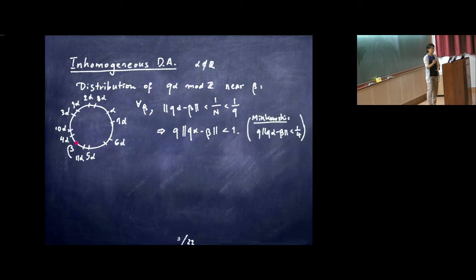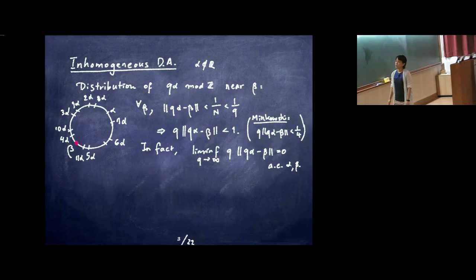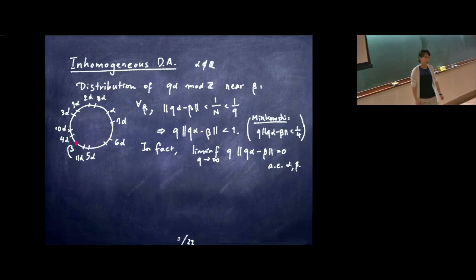And moreover, Minkowski showed that this can actually be improved to 1/4. And in fact, if you take the lim inf of this sequence as q goes to infinity, then it is 0 for almost every alpha and beta.